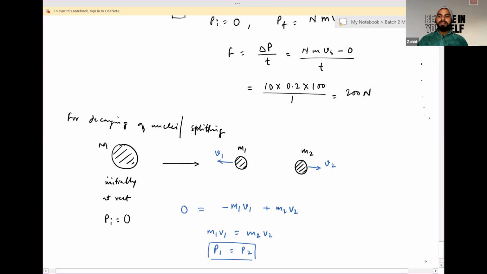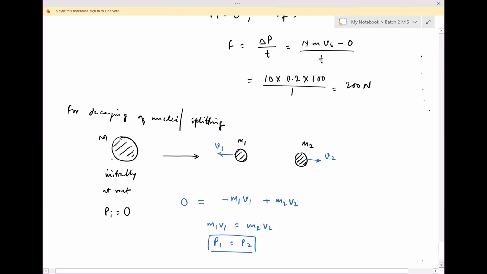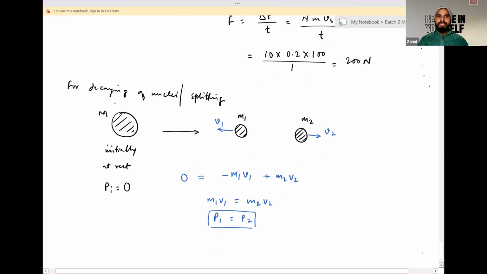Yes, sir. So remember this thing. Whenever a nuclei is split up into two parts, momentum of either fragment will be equal to each other and in opposite direction, so that the total momentum before splitting or decaying should be equal to total momentum after. Arslan, is it clear? Yes, sir. Okay.